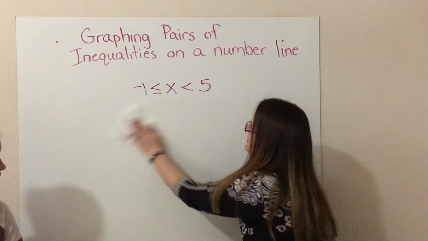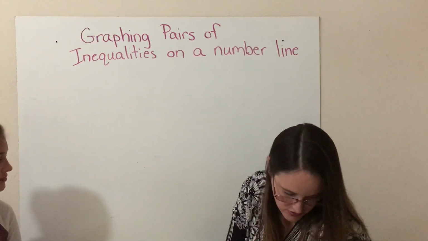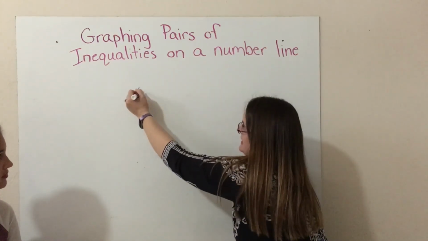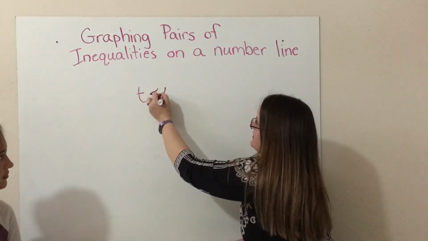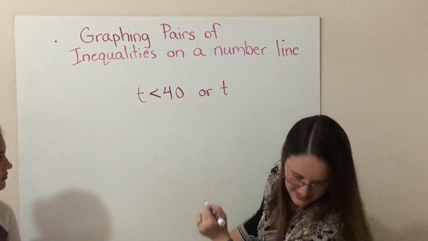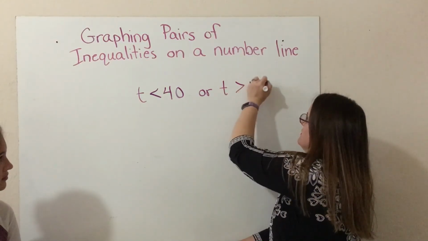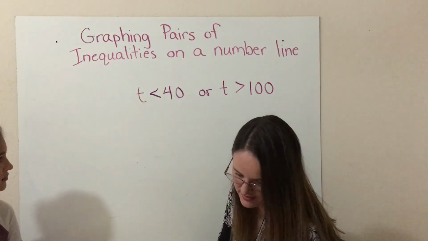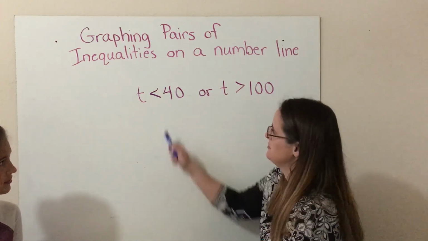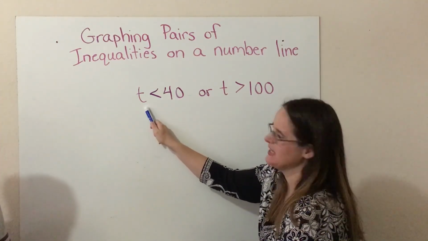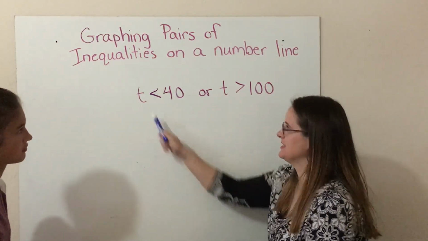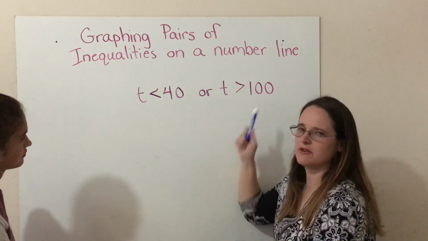Example 3. Graph this pair of inequalities. So here they wrote it a little differently. They're saying t is less than 40 or t is greater than 100. Okay, so this one's a little bit different because t is less than 40 or bigger than 100. That means t can't be 50 because 50 is not less than 40 and it's not bigger than 100.